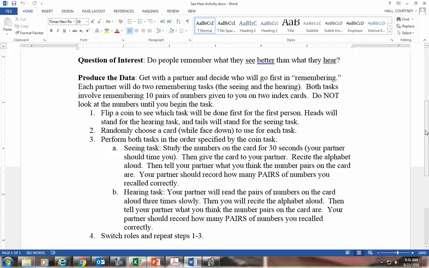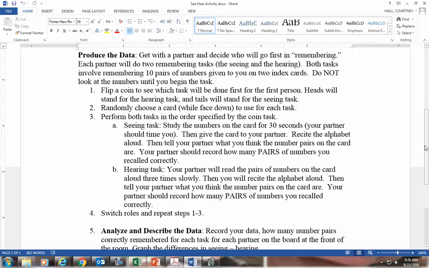We want to produce the data. So you're going to get with a partner. I'm going to ask that you just work with the person eye to eye across from you. Okay, that's going to be your partner. It's going to be easier to work across than it is next to for this activity.